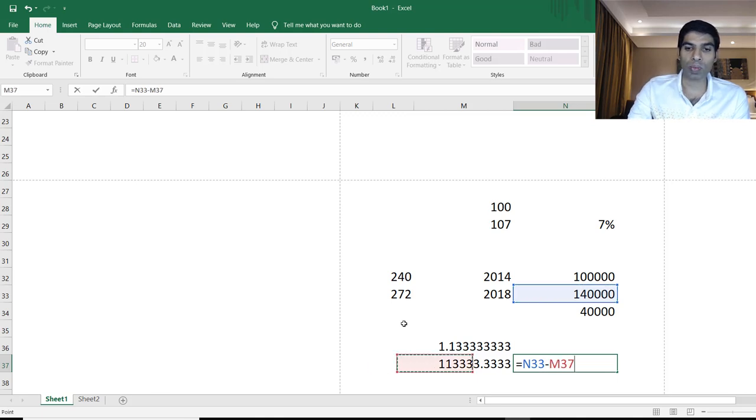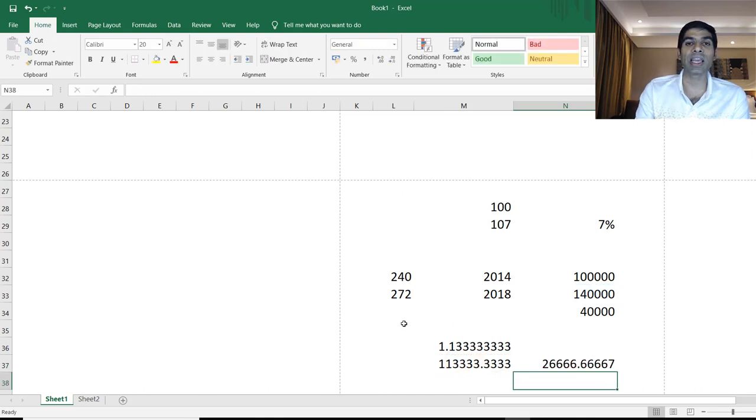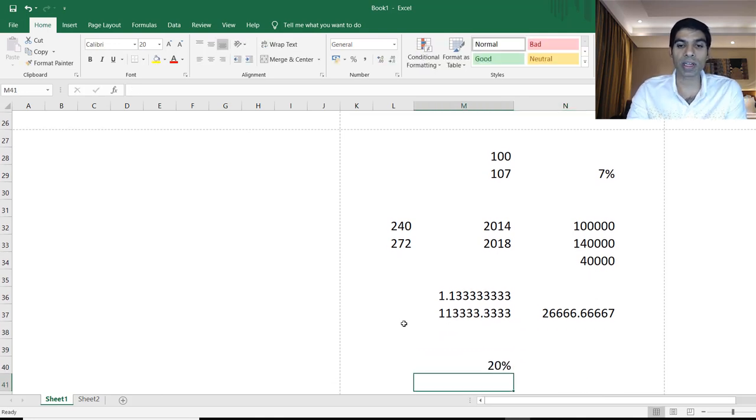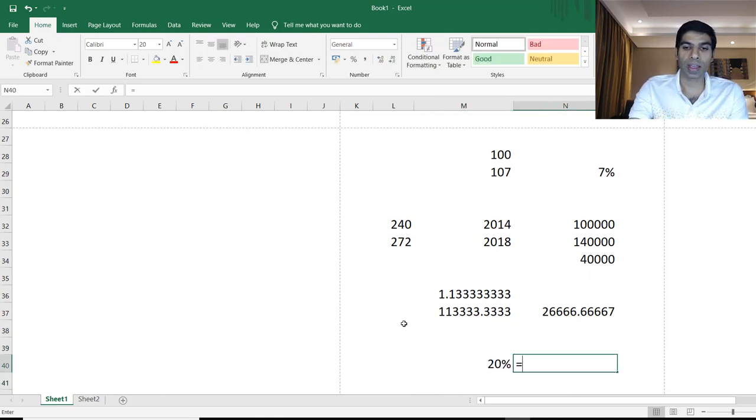The net gain would be, we would not subtract 1 lakh but this inflated figure from it, so our net gain is 26,666, and on this 20% is charged as tax. So here the tax would be, this would be the tax outgo, 5,333.